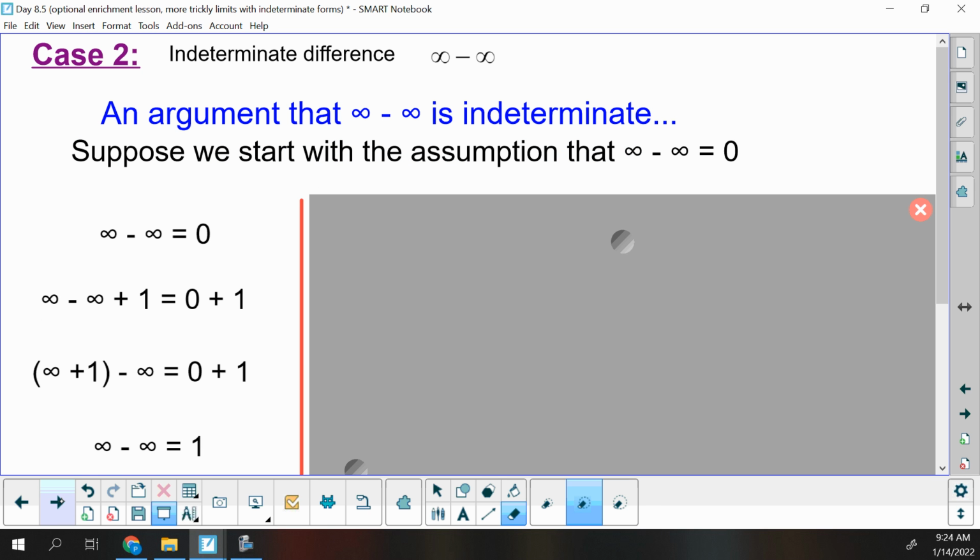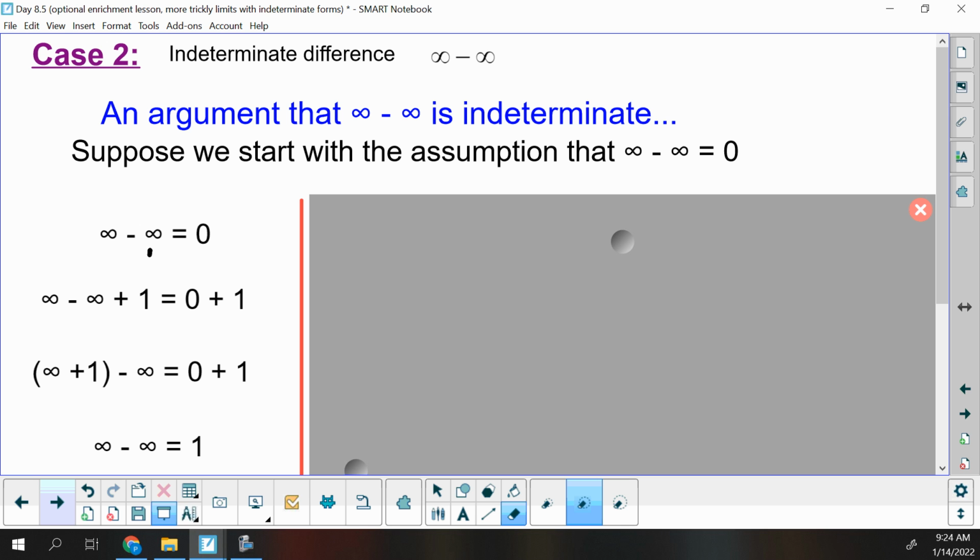So next up, let's look at our infinity minus infinity indeterminate form case. And let's just show you why this is considered indeterminate. So most people would say if you have infinity minus infinity, oh, that's just 0. Well, let's go with that assumption. Infinity minus infinity is 0.